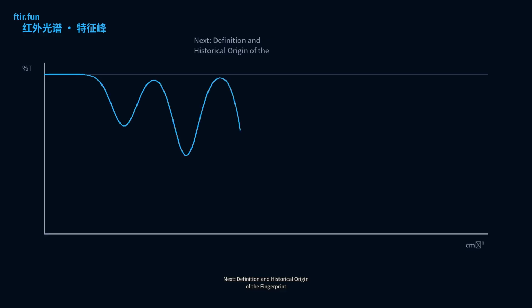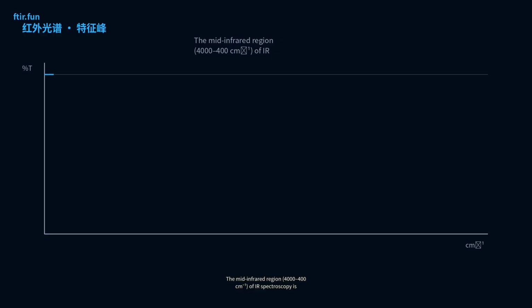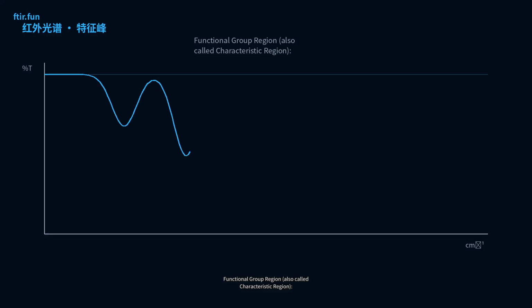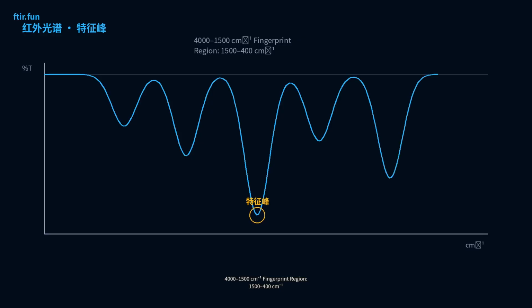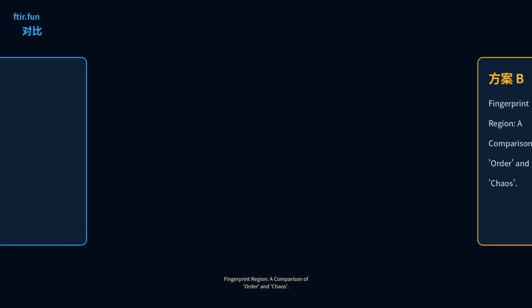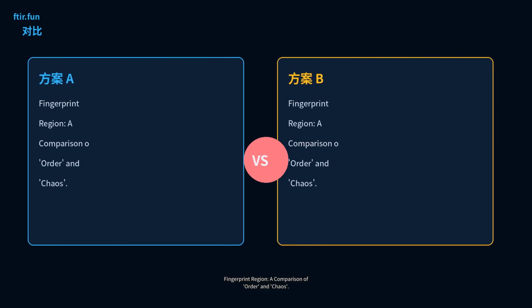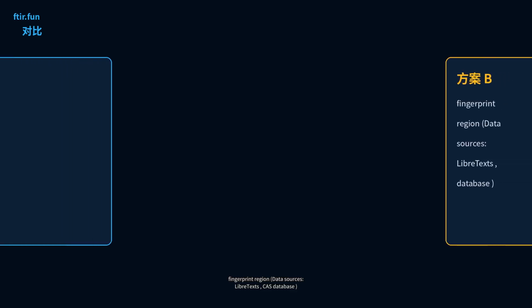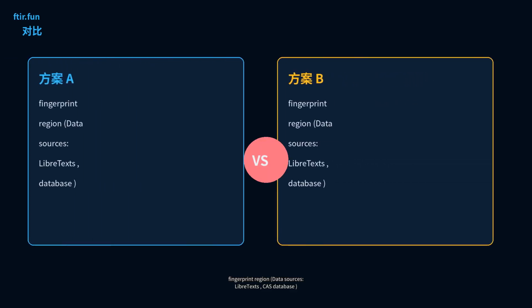Next, the definition and historical origin of the fingerprint region. The mid-infrared region, 4,000 to 400 centimeters, of IR spectroscopy is generally divided into two major regions. The functional group region, also called the characteristic region, is above 1,500 centimeters. The fingerprint region is 1,500 to 400 centimeters. Table 1: comparison between functional group region and fingerprint region. Data sources: libraries and databases.